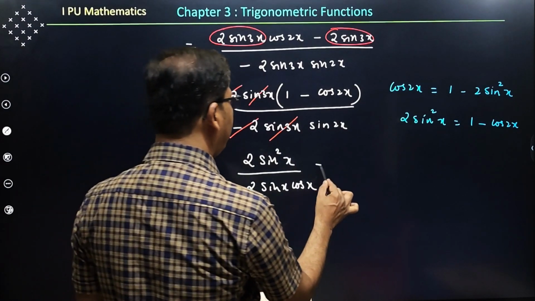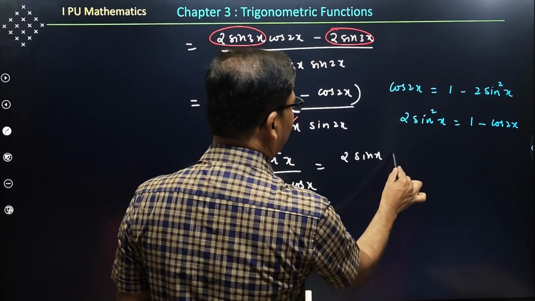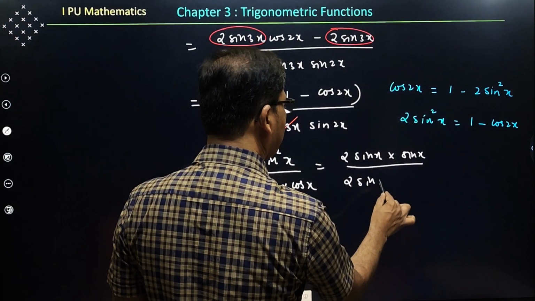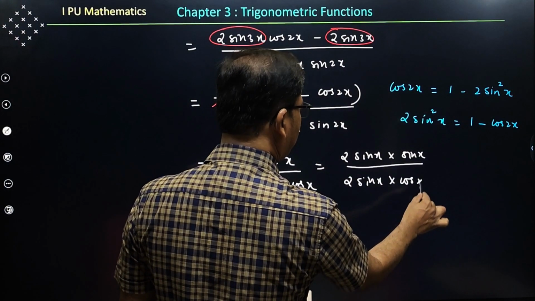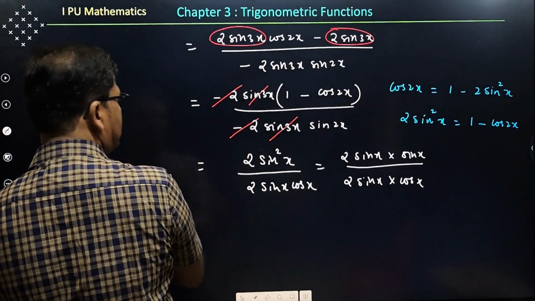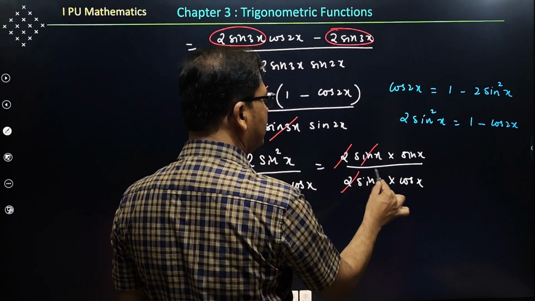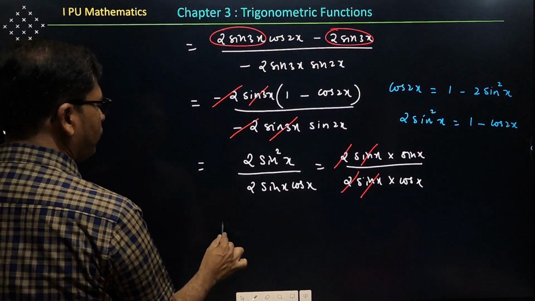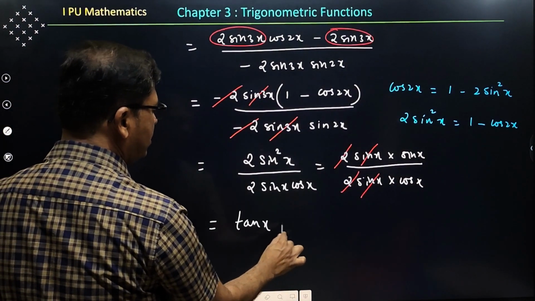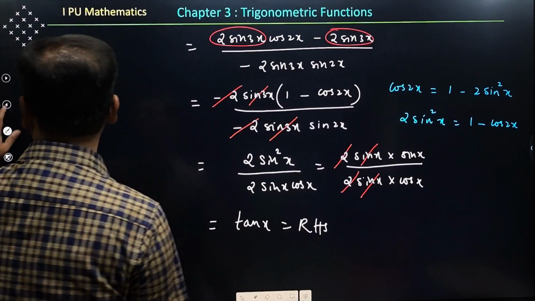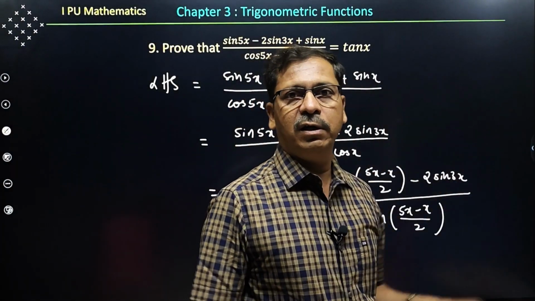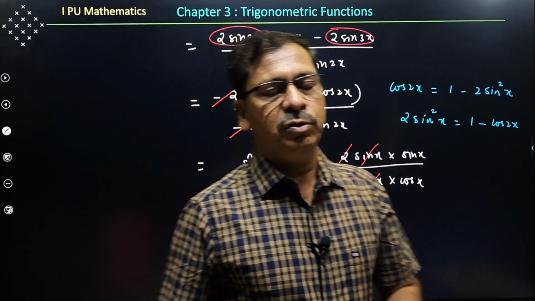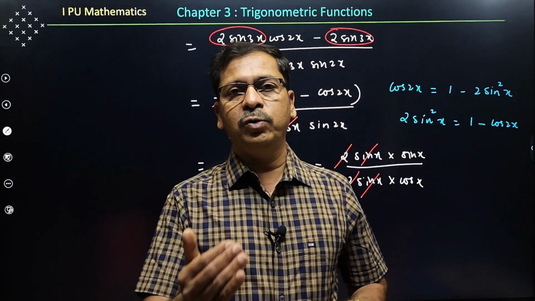Now it is the time to write this as 2 into sin x into sin x, whole divided by 2 sin x into cos x. At this stage you can eliminate 2 and 2, sin x and sin x. What remains? Sin by cos, that leads to tan x. This is equal to tan x, and this is equal to RHS. Right hand side is tan x here. And this completes the solution for this example. Things are very interesting if you know the formulas and how to use them.